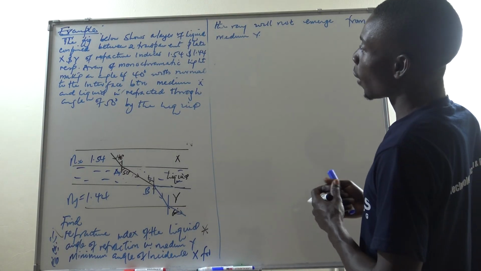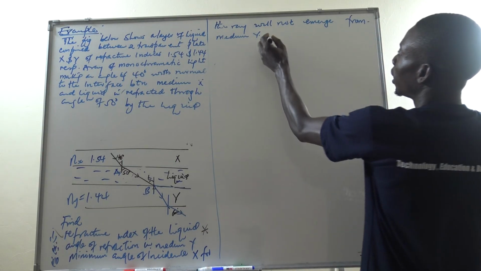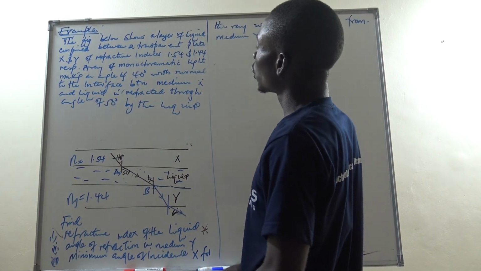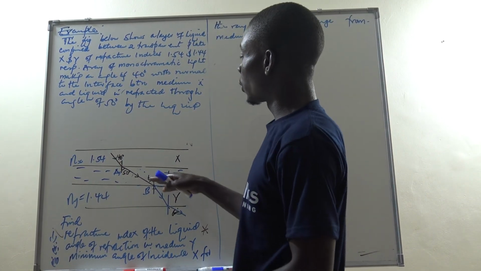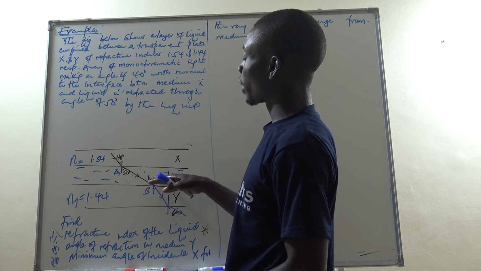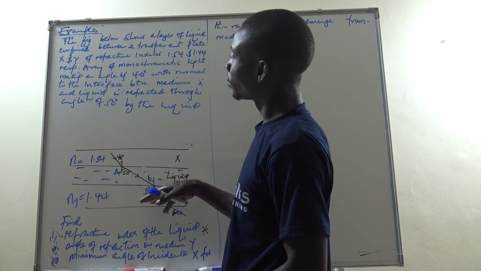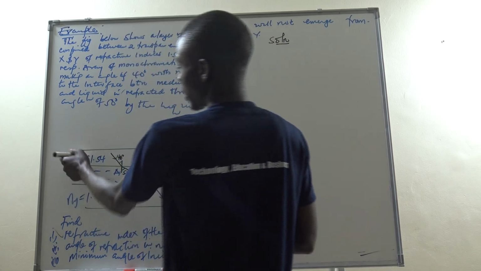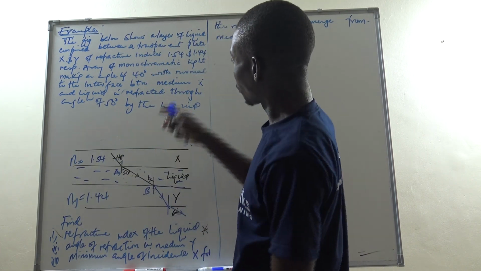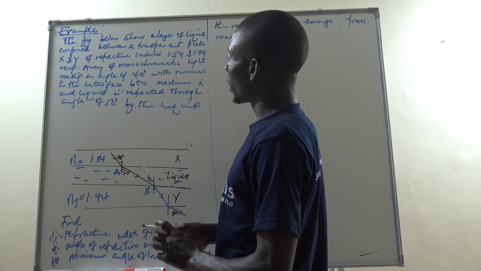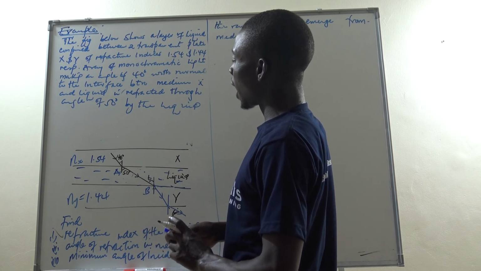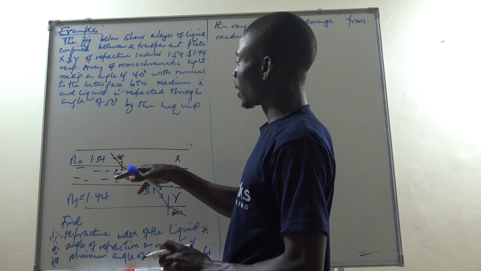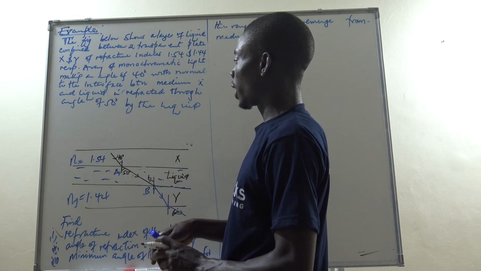So here is our example number 2, and let's see how we can solve it. It's saying that the figure below shows a layer of liquid. The liquid here is confined between two transparent plates, X and Y, of refractive indices that are given as that for X and for Y respectively. A ray of monochromatic light making an angle of 40 here with the normal between the media X and Y is refracted through 50 by the liquid.